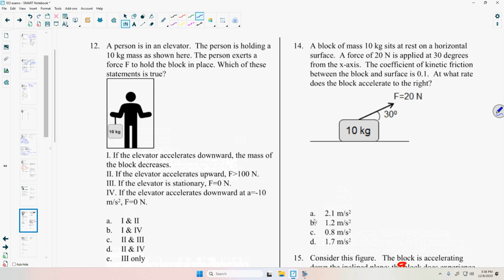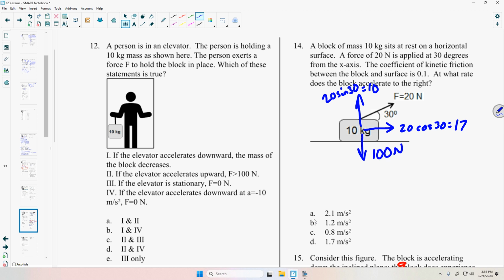Here, how does this block accelerate to the right? So this is a two-dimensional problem, like the inclined plane problem, but there's not an inclined plane. But the steps are the same. The first thing you need to do is to resolve the force vectors into its components. I'm just going to do that here. This is 20 sine of 30, which is 10. And then this is the x component, 20 cosine of 30, which is 17 newtons. And then I have a weight that is 100 newtons.